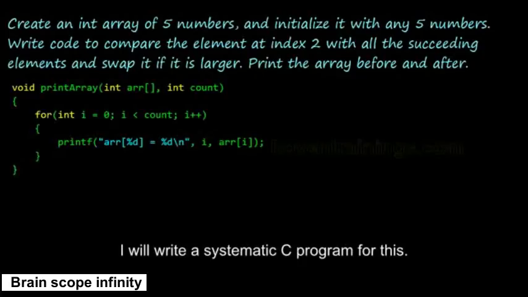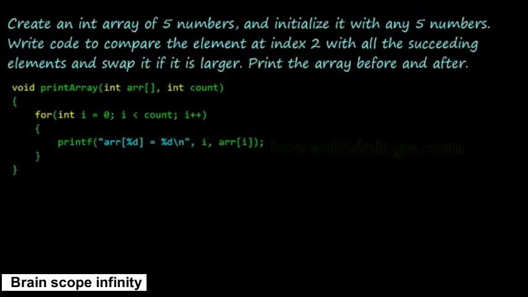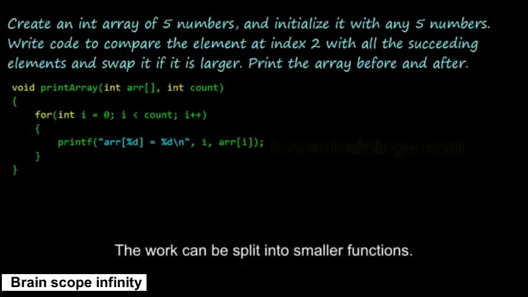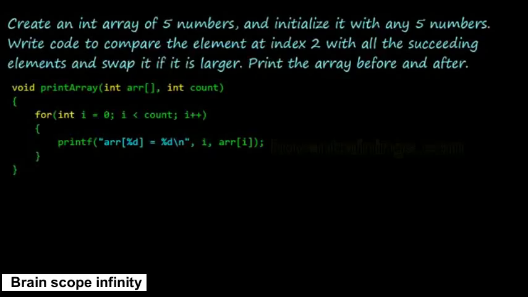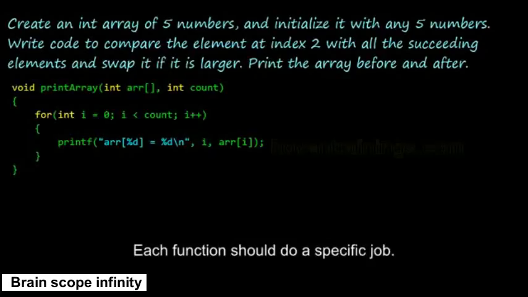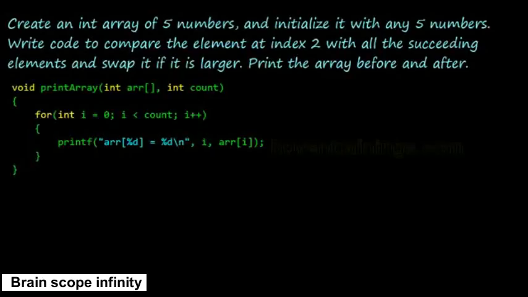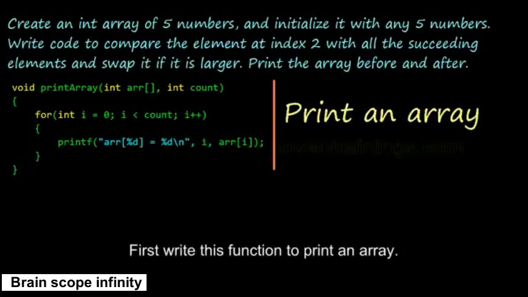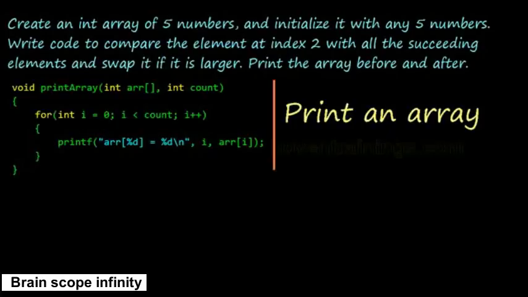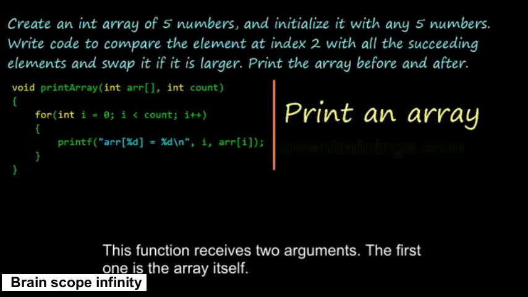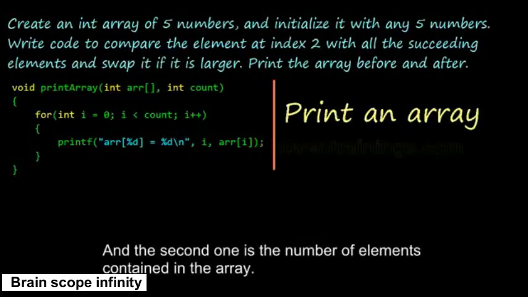I will write a systematic C program for this. The work can be split into smaller functions. Each function should do a specific job. First write this function to print an array. This function receives two arguments. The first one is the array itself, and the second one is the number of elements contained in the array.